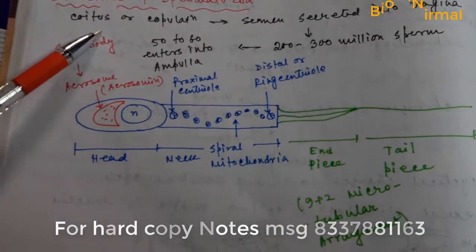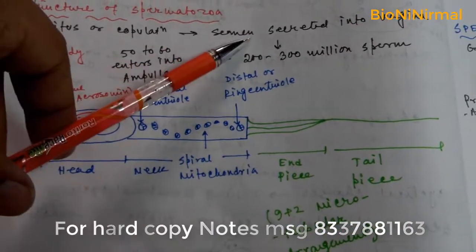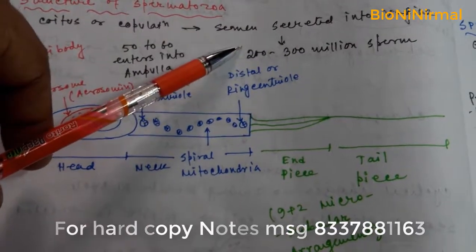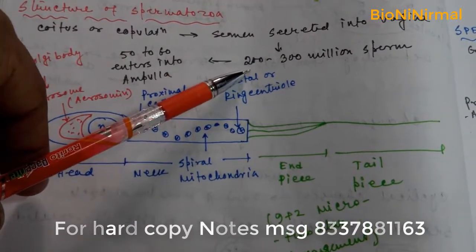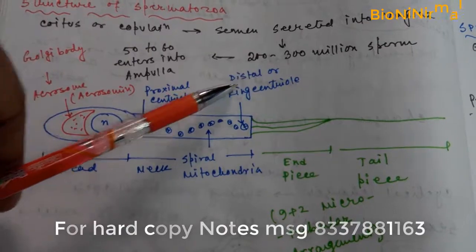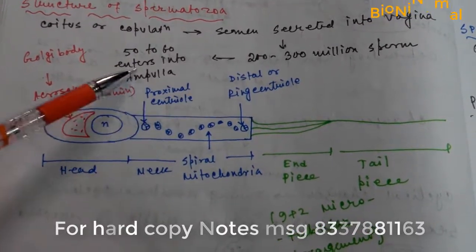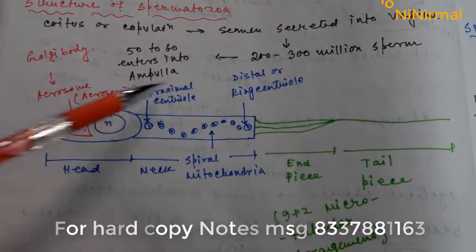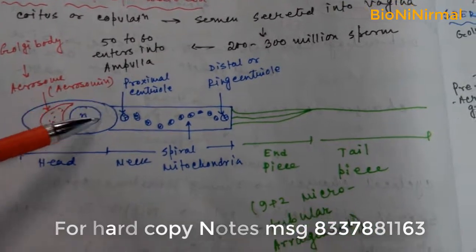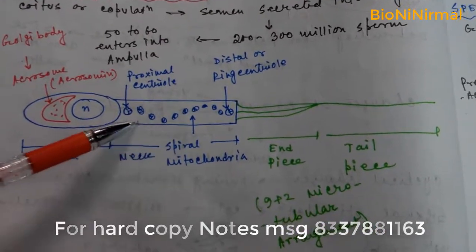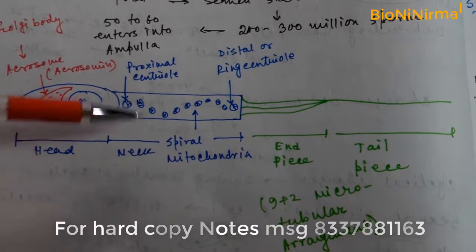During the time of coitus or copulation, semen is secreted into the vagina, and one ejaculation contains 200 to 300 million sperm, of which 50 to 60 enter into the ampulla anyway. And you should know about the structure of the sperm. The sperm contains three regions: head, neck and tail.